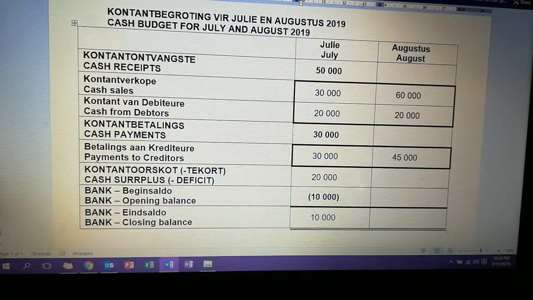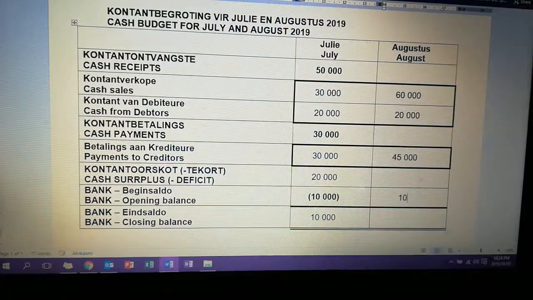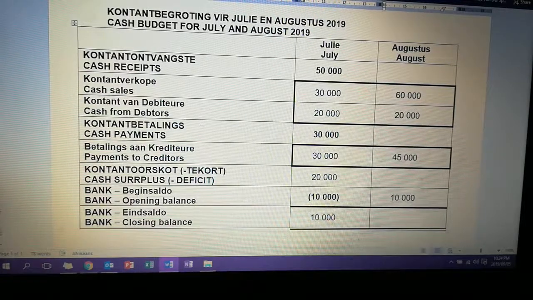Immediately after you've written down your closing balance for bank for the end of July, you immediately write it at the beginning of August, that bank balance over there, because the closing balance for July will become my opening balance for August. So immediately I write that, and I see a lot of children that forget about that. So please, you need to write it there. And then we start from the top again.